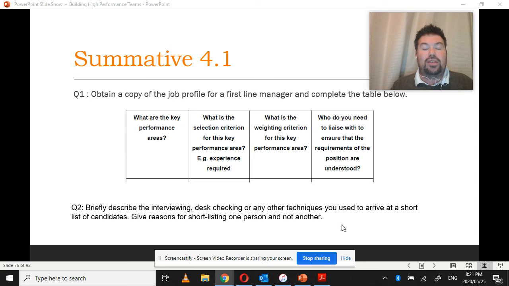Then briefly describe the interviewing, desk checking, and any other techniques that you have used to arrive at a shortlist of candidates. Give reasons for shortlisting one person and not another. So give me an idea of how you would actually go about interviewing. Would you make them do work samples? We had that whole list of observations, all those kinds of things. So what would you actually use in order to get to a short list of recruits? So you need to tell me what is the process that you would undertake in order to find out if this person is the right person for the job.